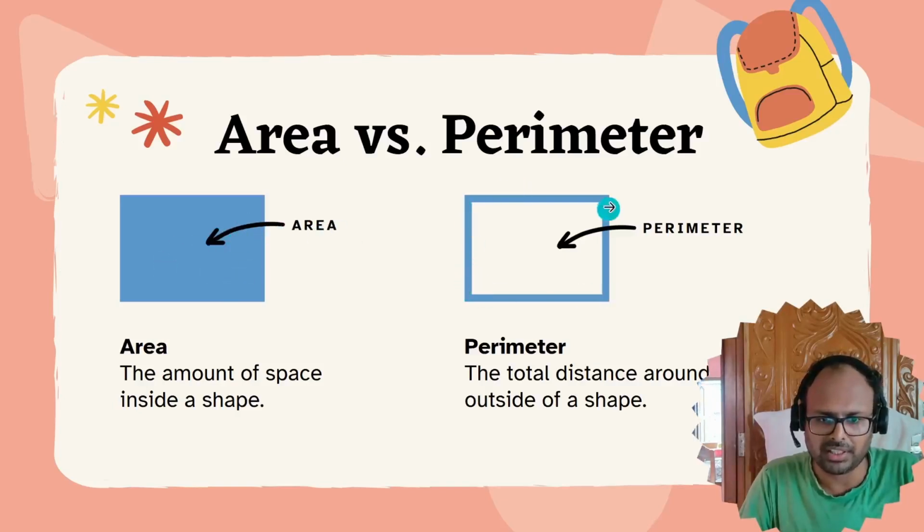And what is perimeter? Perimeter is nothing but the summation of all the sides. Here, this rectangle has four sides, and all the sides are colored in blue. If we sum them, then we will find the perimeter of the rectangle.